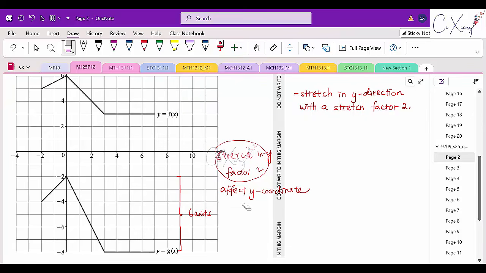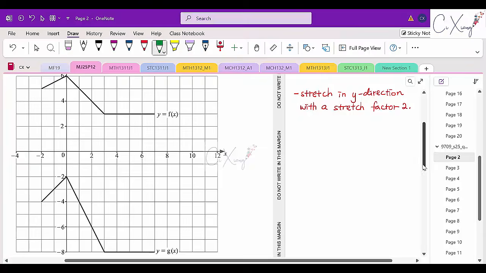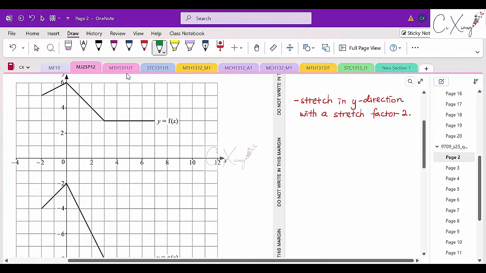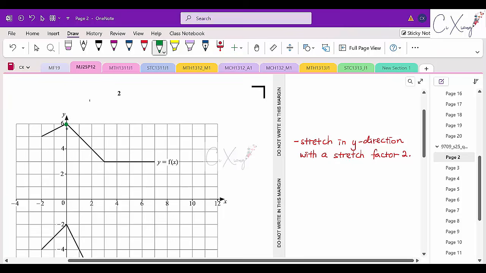So what does it mean? It means that when you are having the stretch in the y direction with factor 2, you need to see what your graph is after this stretching. Originally you are having the value here, which is a positive 6. So when you have a stretch factor 2, you multiply the 6 by 2. Originally this is the coordinate (0, 6). After the stretching, I will be having (0, 12).